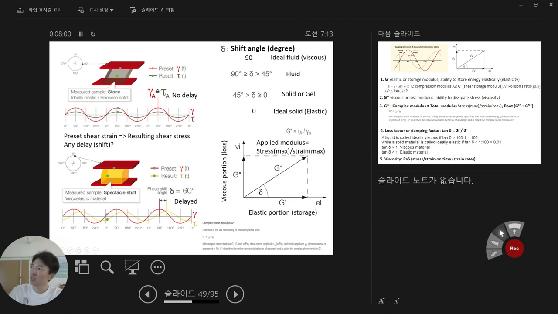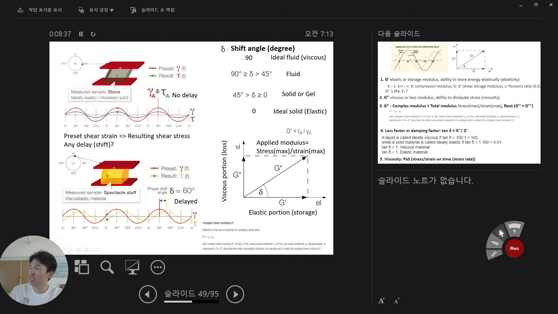But when you give the preset strain change using the rheometer, the result is a little bit delayed. For example, you change this strain, but the result is a little bit delayed like this. How do you know there is a delay? The peak is different, right? When you apply this strain in a very ideal elastic material, they should follow at the same time, but somehow they are delayed. This delay gives you the phase shift angle. This is called the 60 degree angle at the moment.